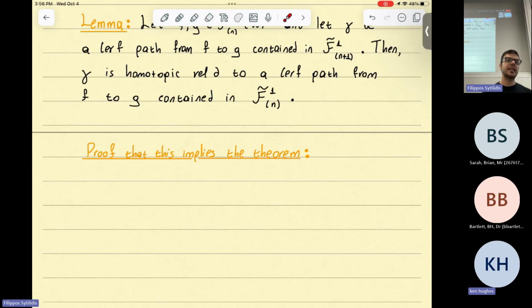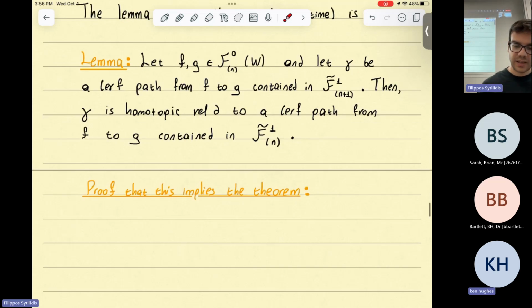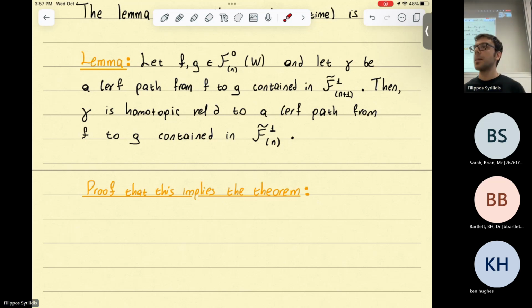I mean, the idea is that we are in a situation where f and g are in F sub 0,0, but F sub 0,0 is like F sub 0,n for some n. So basically, if you give me any surf path, the surf path is going to live inside F sub 1,n for some n, and then reiterating. Then we can apply this lemma.